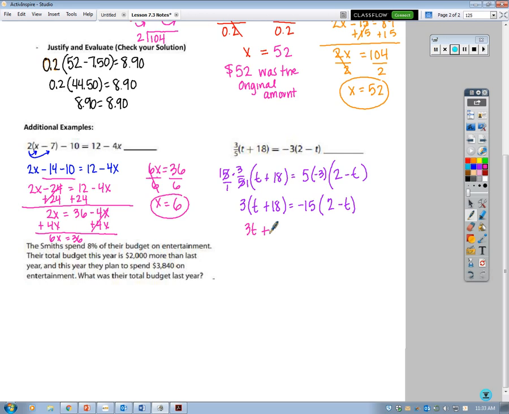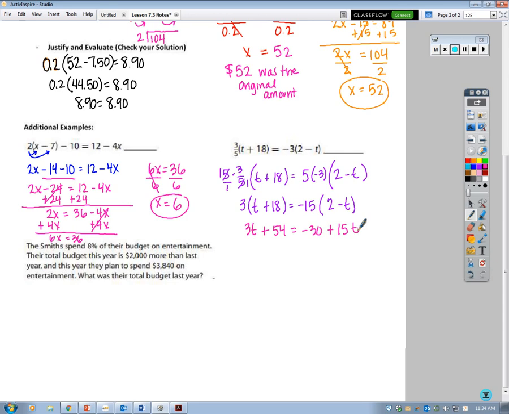18 times 3 is 54, equals negative 15 times 2, which is going to be negative 30, minus negative 15 times t. Now when I've got a negative times a negative, that is a positive. So that is positive 15t. Now I'm going to combine like terms using inverse operations.